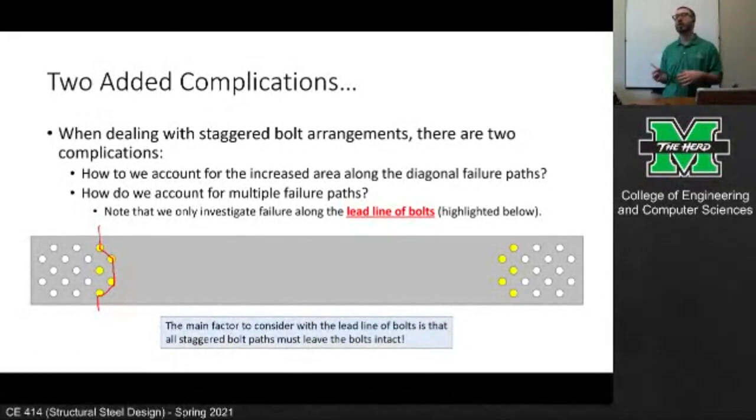That's going to be something that we have to talk about. We also are going to, as we're going to see here in a second, have a possibility of multiple failure paths. It's not just one section that we need to look at; it's multiple ones.